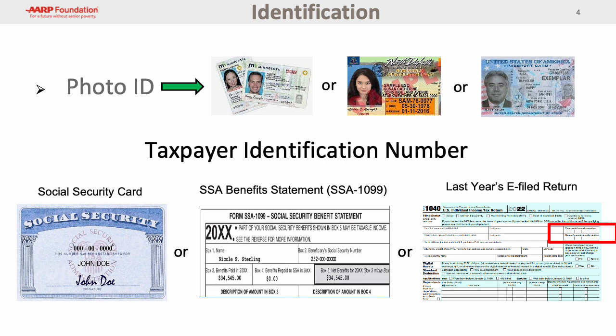Now, we had a situation where a taxpayer lost his wallet and had not yet received a replacement license. However, he had been a neighbor of one of our tax counselors for many years, and we had filed his taxes for several years. In this case, as we knew who he was, we prepared his return.